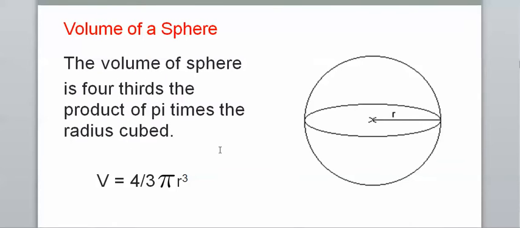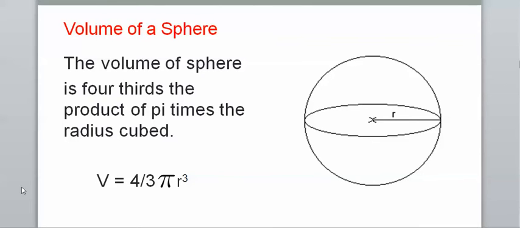The other figure we're going to talk about in Module 1 is a sphere, and the volume of a sphere is 4/3 times pi times the radius cubed. So the volume of a sphere, or a basketball or a soccer ball, is basically the radius cubed times pi times 4/3.